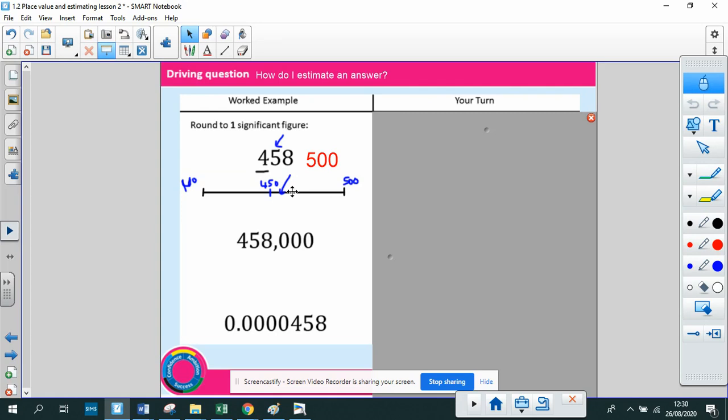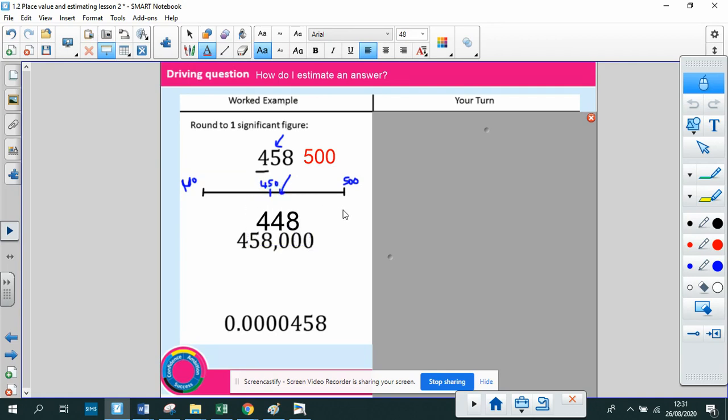The best thing to do is look at the number you're rounding, the 4, look at the decider to the right, that's a 5. If it's 5 or above, this number rounds up. If it's 4 or below, that number stays the same. So let's say, for example, if that was 448, I've just put an extra little example in there for you, that would round to 400.